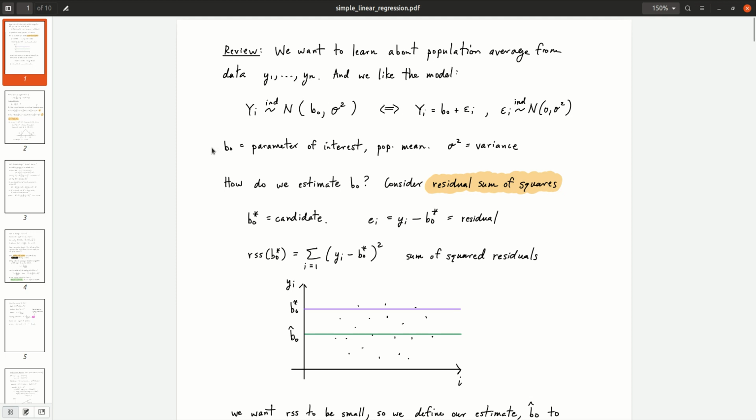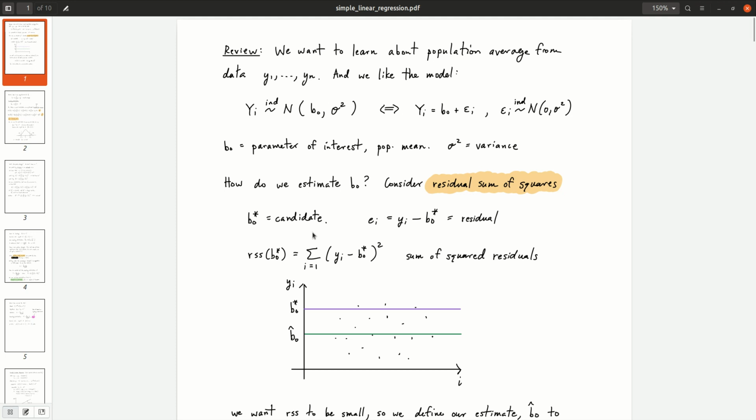Okay, so in this case, we want to know about the population average, so b0 is the parameter that we're interested in. So we'll call that the population mean or population expected value. And sigma squared is this variance. So how do we estimate b0? The first thing I want to introduce you to is the concept of this residual sum of squares criterion. So we're going to look at that.